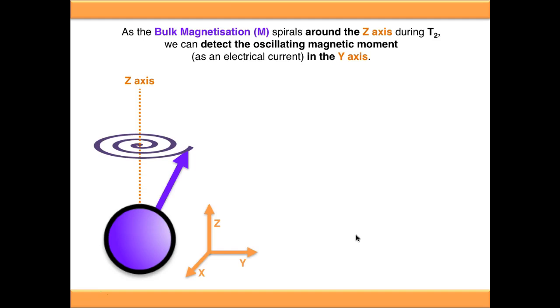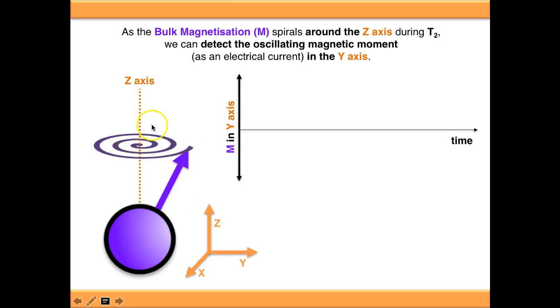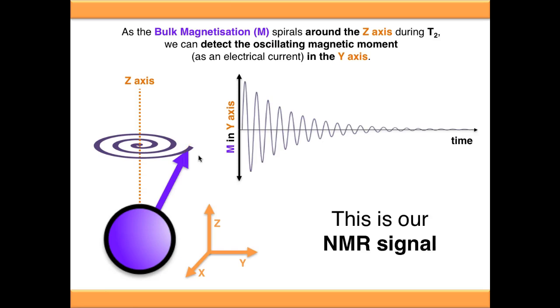As the bulk magnetization spirals around the z-axis during T2, we can detect this in the y-axis. We said before that if you move an electrical charge, it generates a magnetic moment. Well, if we have a moving magnetic moment, it will generate an electrical charge, and we can detect this in the y-axis. As our bulk magnetization spirals around the z-axis, it goes from being highly positive y to highly negative y, positive y, negative y, positive y, and so on. So we'll read that as a signal like this that eventually decays over time. And this is our actual NMR signal. This is what we're detecting from our spectrometer.